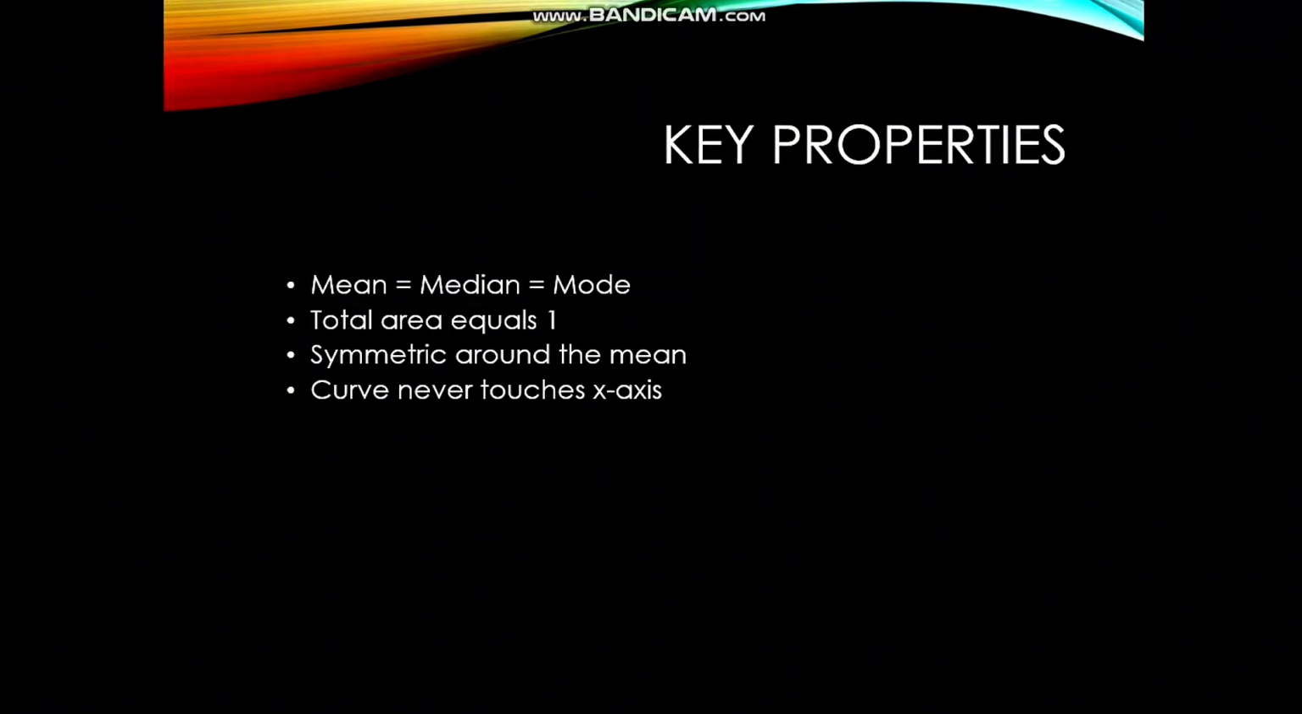Normal distribution has several important properties. The mean, median, and mode are equal. The total area under the curve is equal to 1. Also, the curve never touches the x-axis.